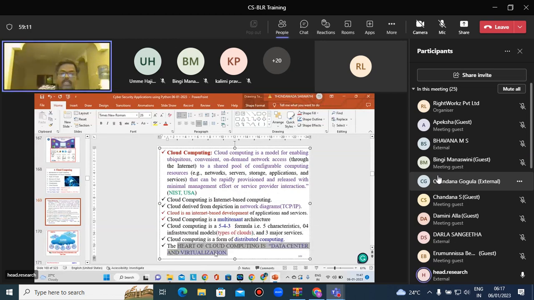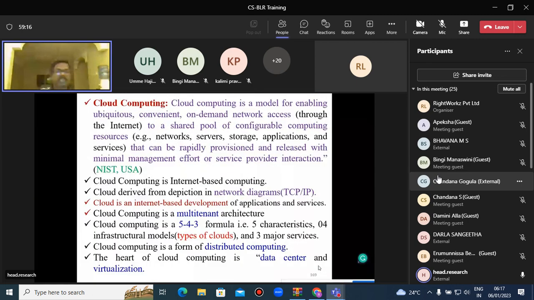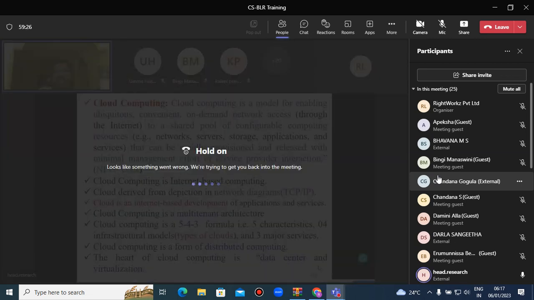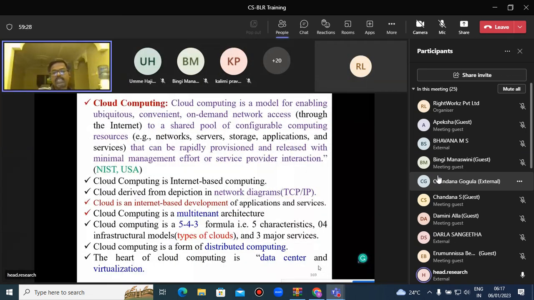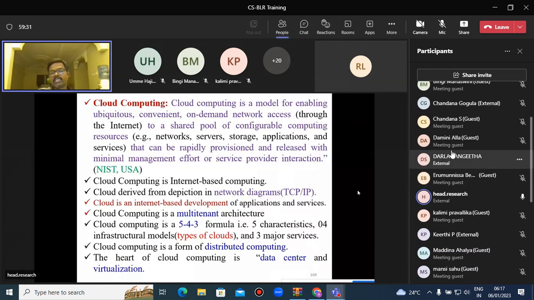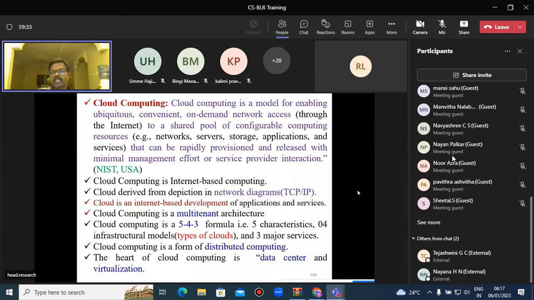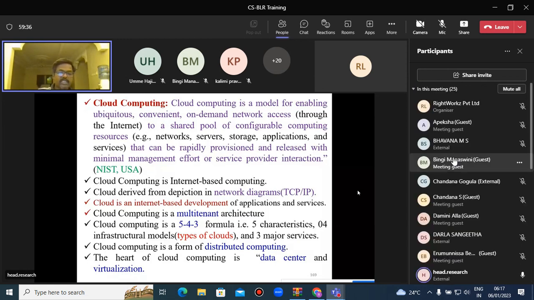The heart of cloud computing is data center and virtualization. What is meant by data center? Virtualization means virtualization is a technology. Virtualization is the ability to perform multiple tasks in a single system by using VMware, hypervisors, and virtual RAM, etc. Okay.